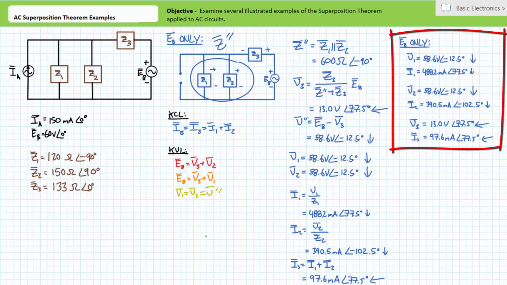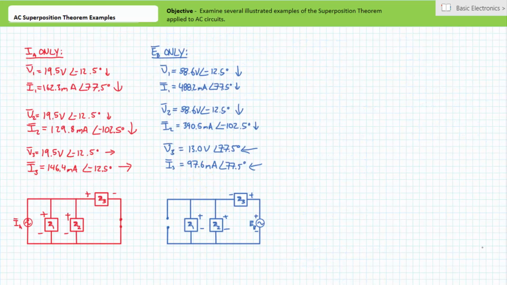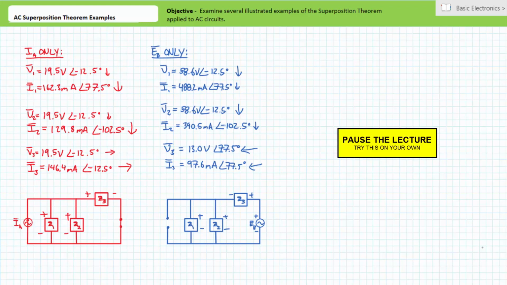Let's now summate our previously obtained values. Stage 3 of this illustrated example problem now dictates we summate the values of our previous analyses, accounting for not only magnitude and phase shift, but also polarity and direction. By all means, pause the lecture and try stage 3 on your own. If you're tracking, you should have obtained the following results.